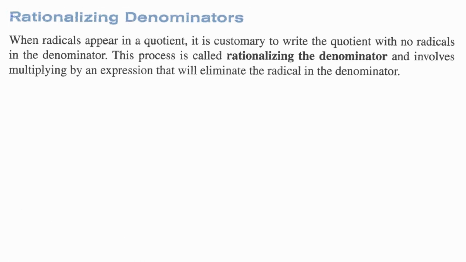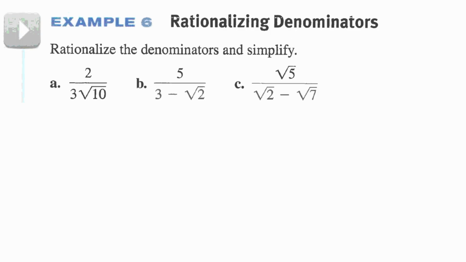Okay, we're rationalizing the denominator. When radicals appear in the quotient, it is customary to write the quotient with no radicals in the denominator. So we're going to rationalize the denominator unless it's a really hard problem and it's not really that necessary, and I will let you know when that happens. Otherwise, we are never going to let radicals be in the denominator. How do we get rid of them?